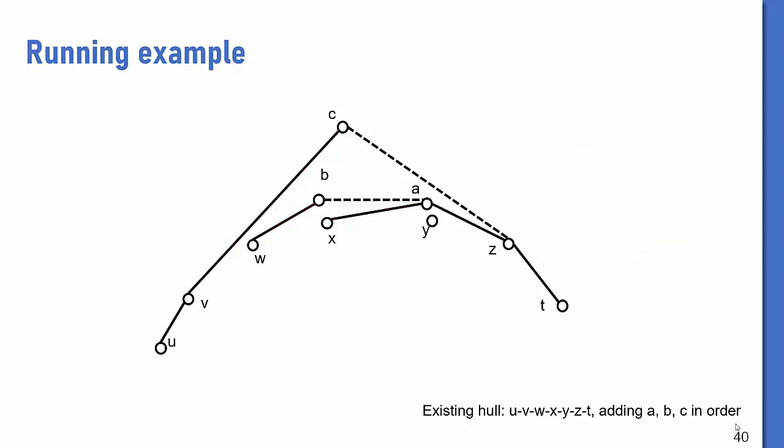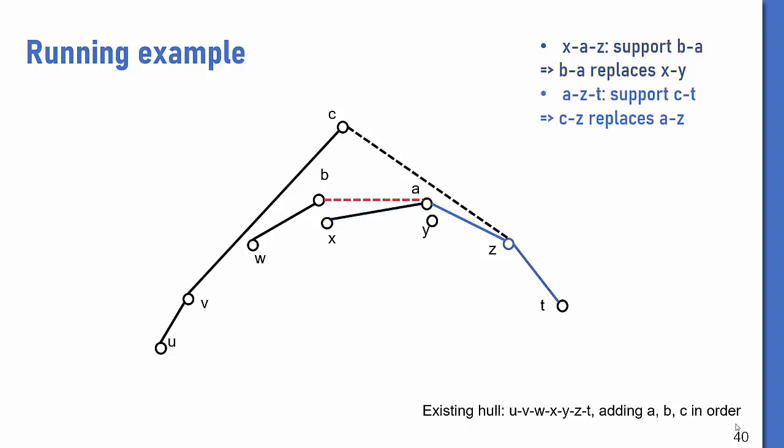In the next round, we have some new corners to process. The first one is XAZ. It will find B as the earliest visible point, so we will let BA replace XY. Another new corner is AZT. Similarly, C is the earliest visible point. The new edge to be added is CZ, and it will replace AZ. After the second round, the current hull will look like this.